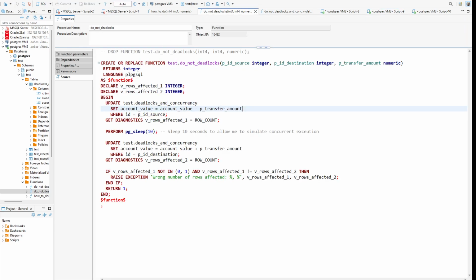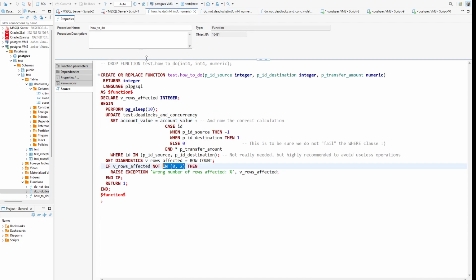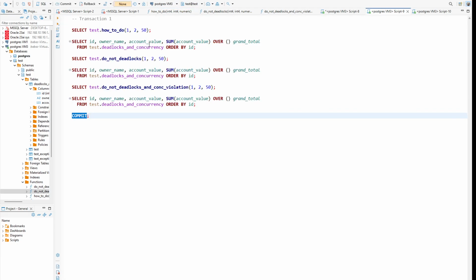Everywhere I have added pg_sleep, just in order for me to be able to move from one tab to another and start the second transaction. I'm not that fast, so we must accept this. Okay, let's do the good example first.